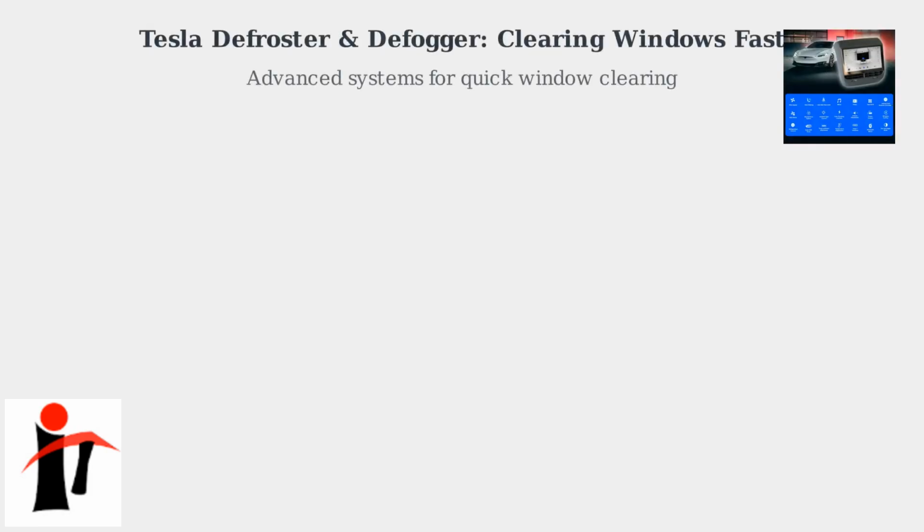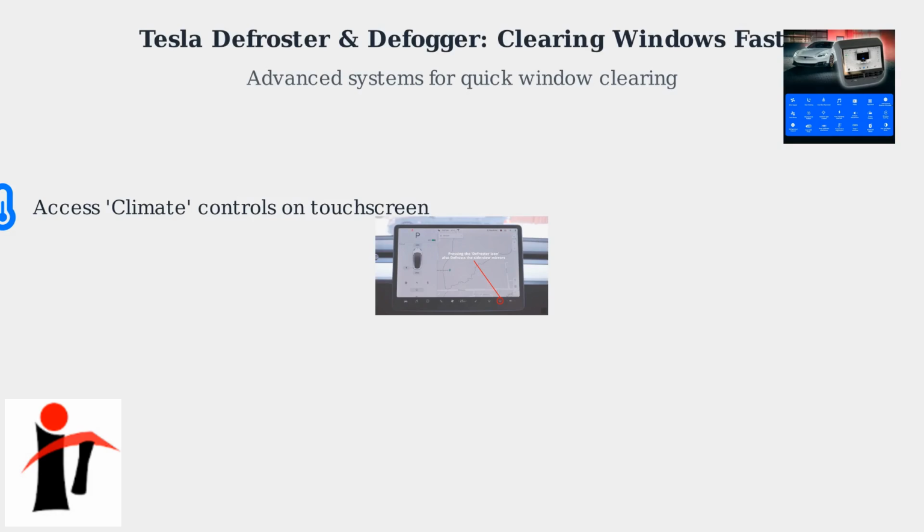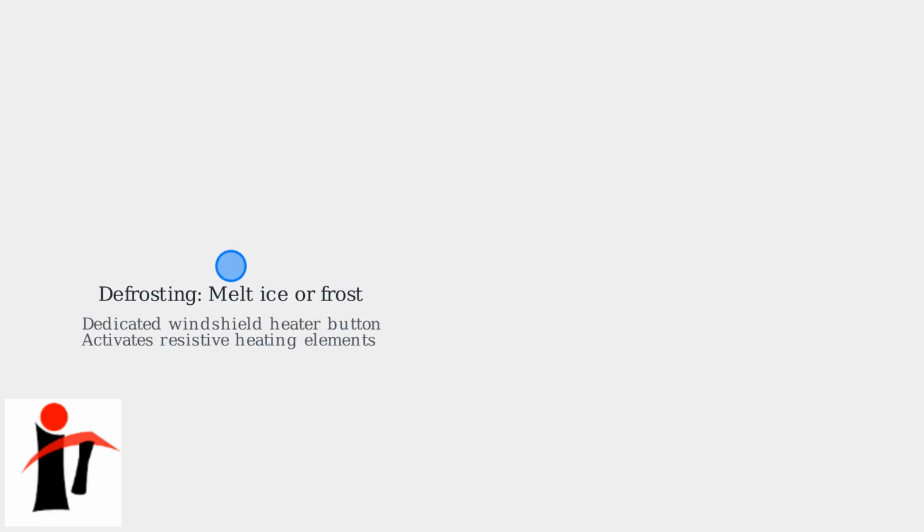Tesla vehicles use advanced systems to quickly clear foggy or icy windows. Access the climate controls on your touchscreen to find the defroster and defogger options. For defrosting, use the dedicated windshield heater button, represented by a windshield icon. This activates resistive heating elements in the windshield to melt ice or frost.